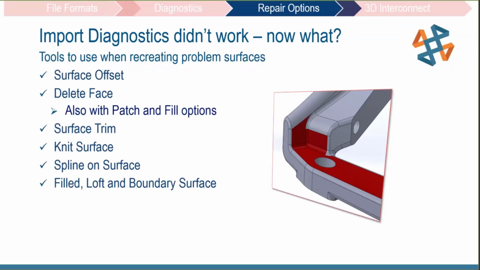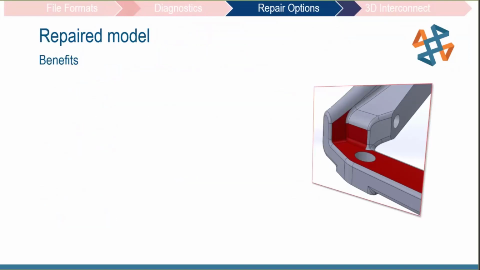Still trying to close that open area, right? We might have to use filled loft or boundary surfaces. And once we get a good face in there, we might have to use a replace face command to get that one added to the model. And final step, we'd want to use that same check entity command to make sure we have valid geometry.